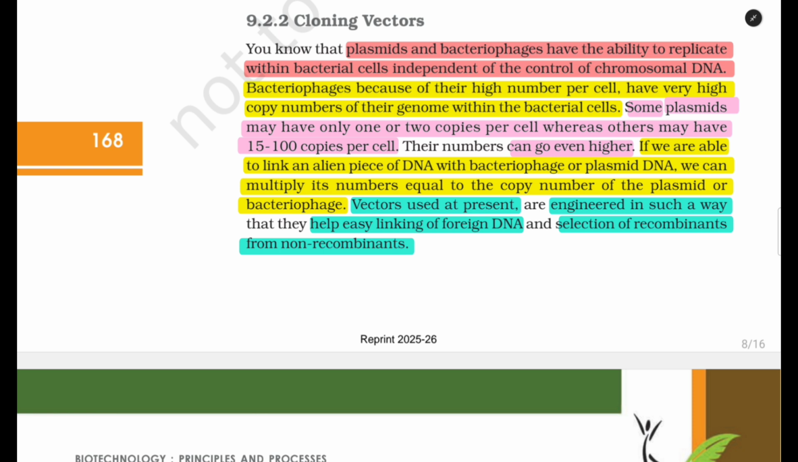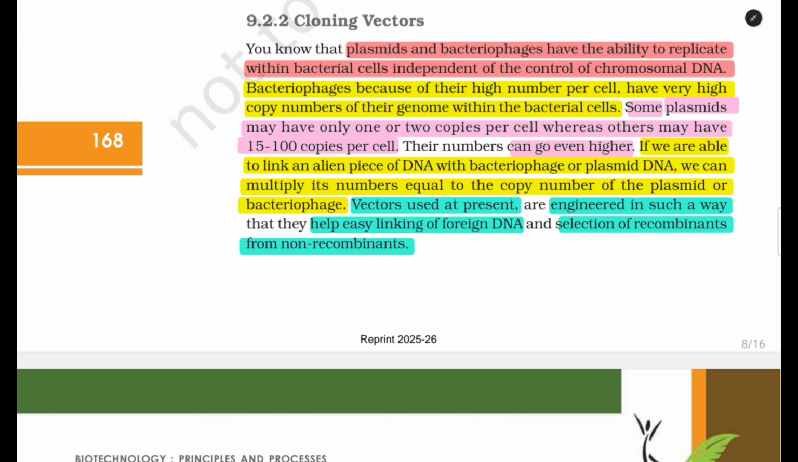9.2.2 Cloning vectors. You know that plasmids and bacteriophages have the ability to replicate within bacterial cells independent of the control of chromosomal DNA. Bacteriophages, because of their high number per cell, have very high copy numbers of their genome within the bacterial cells. Some plasmids may have only 1 or 2 copies per cell, whereas others may have 15 to 100 copies per cell. Their numbers can go even higher.